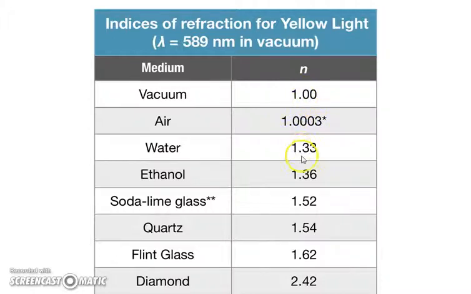Okay, water is 1.33. Ethanol, that's like alcohol, 1.36. Soda lime glass. There are some other types of glass as well, but soda lime glass, that's one of the ones from your examples, 1.52. Quartz, 1.54. Flint glass, 1.62. And diamond, 2.42. Okay, you will need this chart later. This is in your iBook for physics, or like I said, you do have a similar chart on the front of your reference packet.